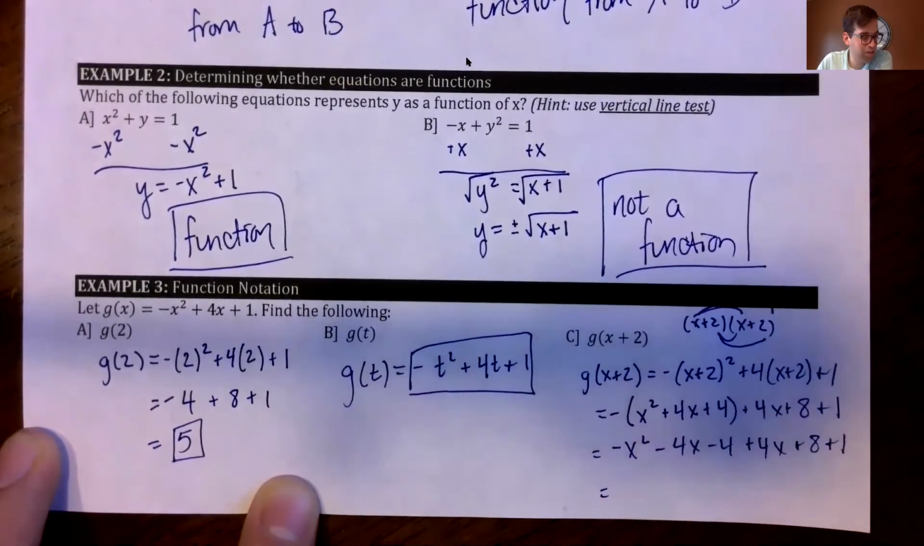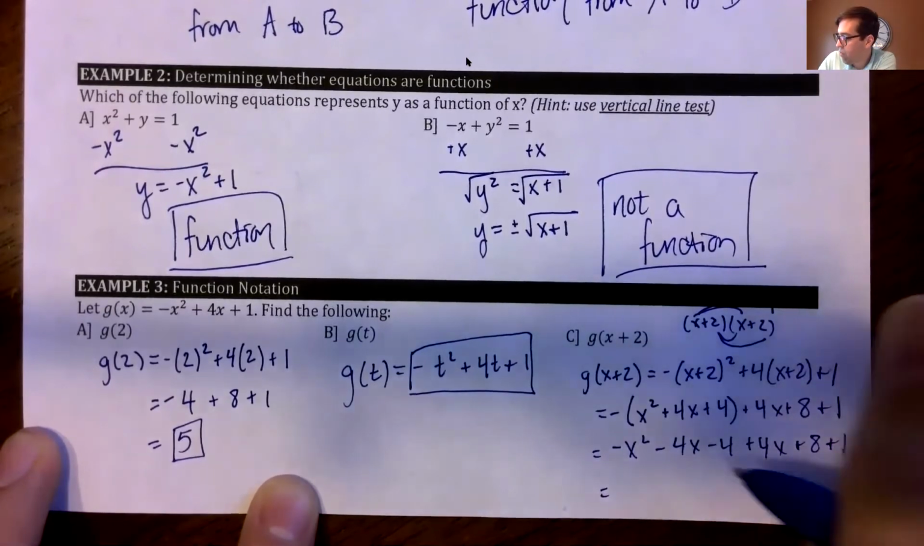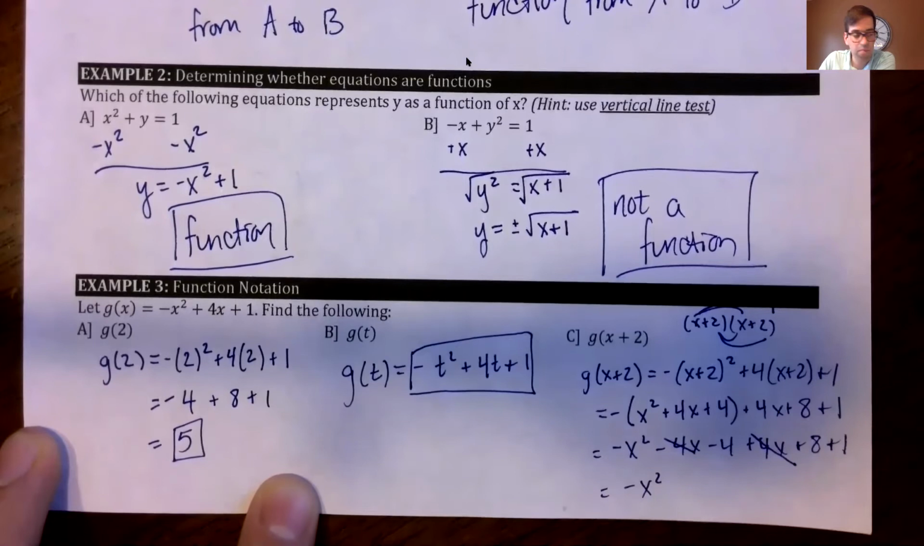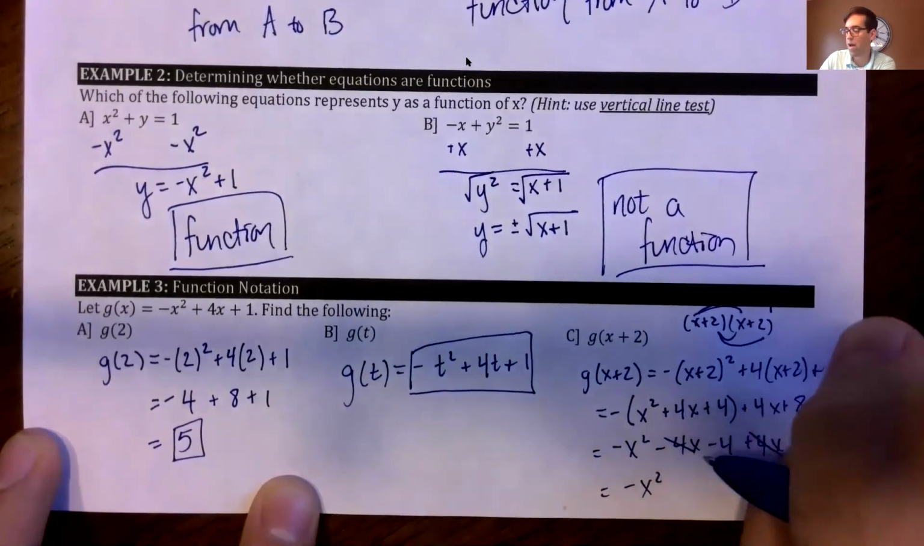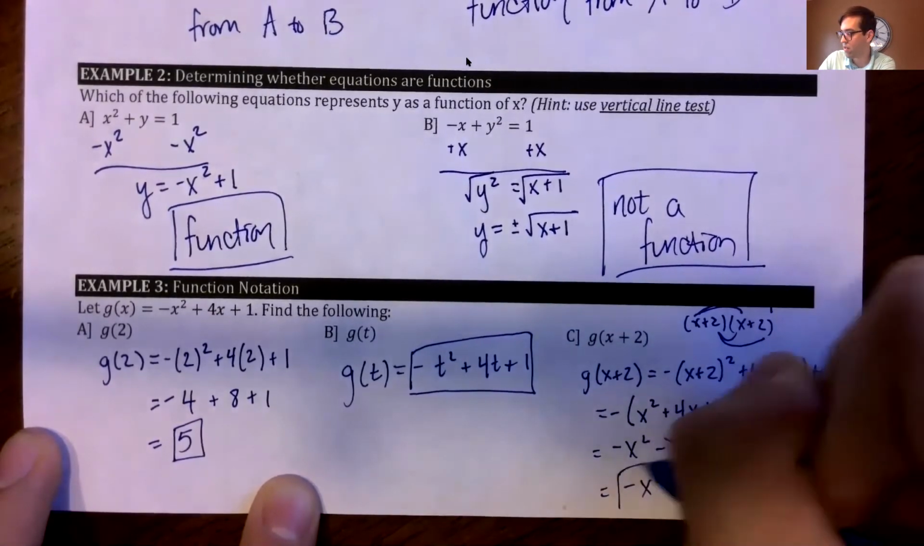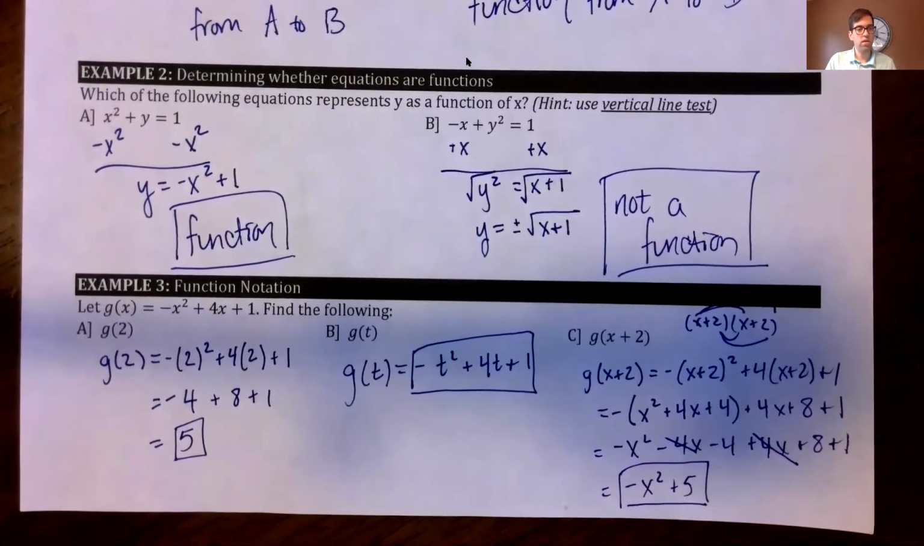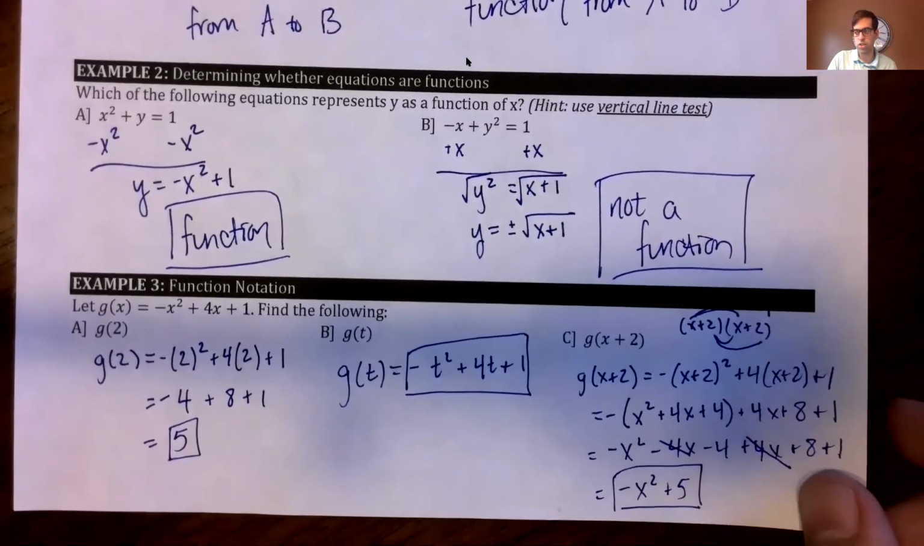And then we're going to combine like terms. So the negative 4x and the positive 4x actually are able to cancel out. We only have one x squared term, so it's negative x squared. Negative 4 plus 8 plus 1 is going to give us a plus 5. Great. So there are the answers for example 3. Okay, we have one more side of the page to go, so let's flip this over here.